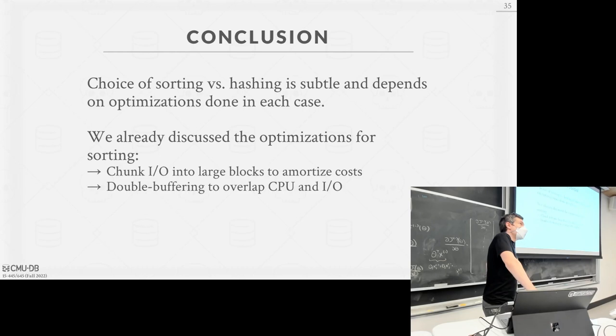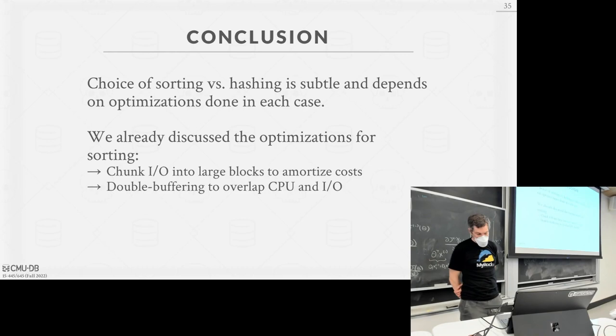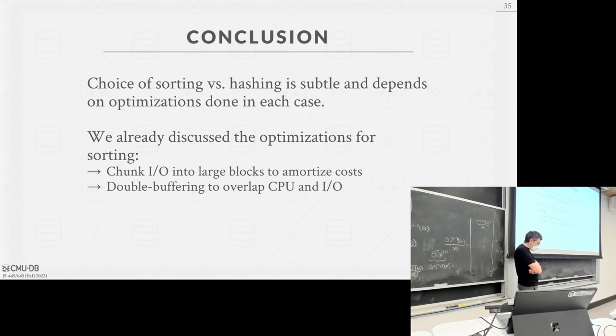Yes? If you are dealing with low cardinality data, is it better to use sorting rather than hashing? Say you want to find all the distinct sets. So this question is, if I have low cardinality data, meaning a lot of unique values or a small number of unique values? Small number of unique values. Is hashing better than sorting?